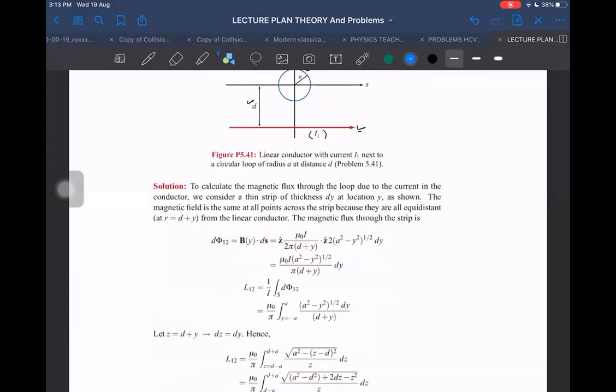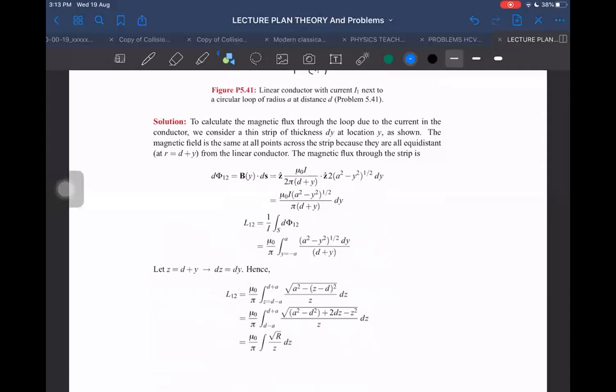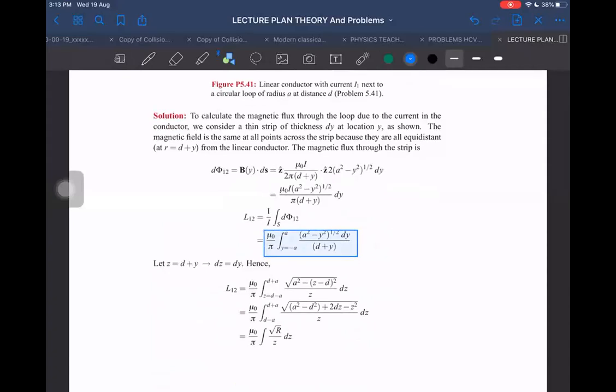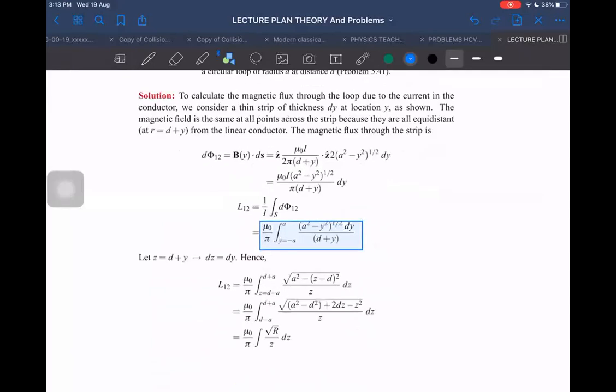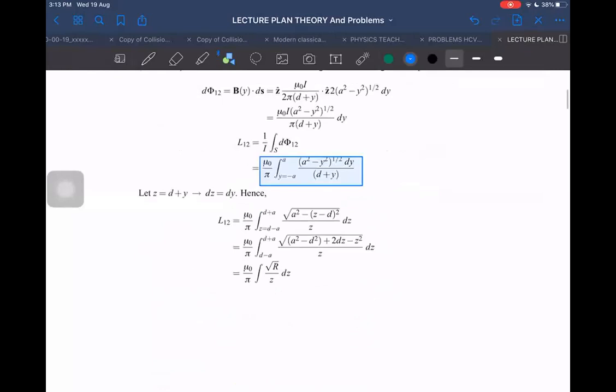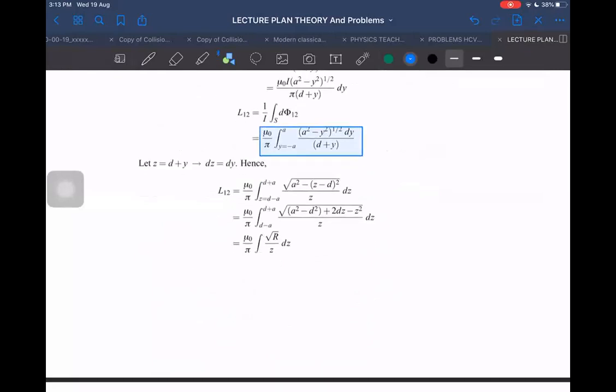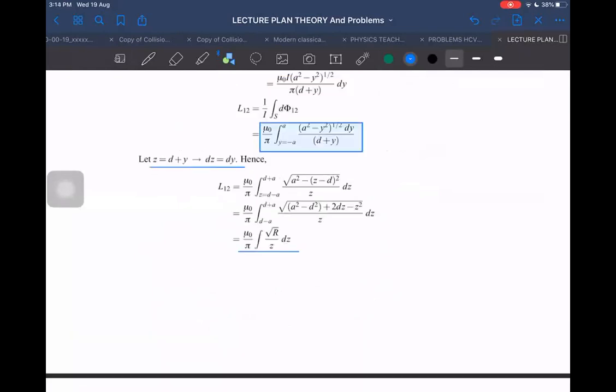Let us go through the steps now once. One integration is this kind of integration. Can you do this kind of integration? Square root of a square minus y square, dy upon d plus y. If you can do this, then fair enough. But see, they are able to convert this integration into very simplified terms by some substitution methods. They are able to convert it into just root r by z, this simple integration at last, which is very simple. They are calling mutual inductance as L12.